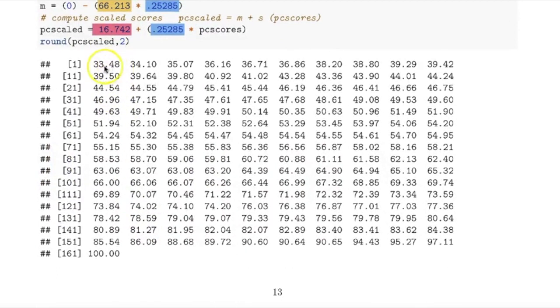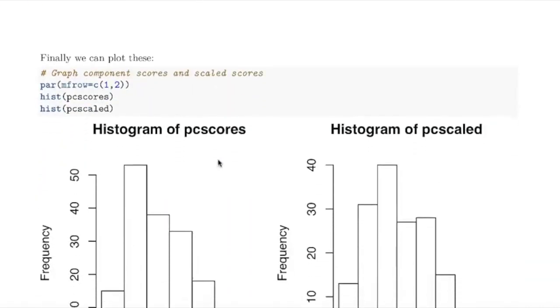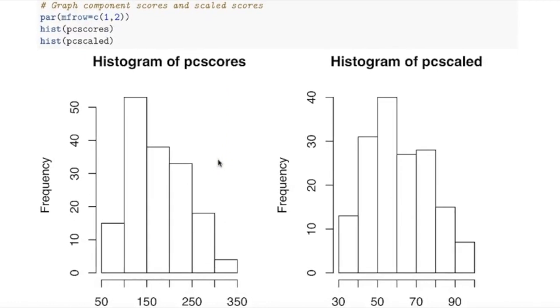And you can see now it goes from 33 to 100, so the maximum score is 100. And I know it's hard right now because we're not that familiar with the data set, but once it's your own data, I think you're going to connect more with it. So the next thing I did was create histograms of both PC scores and the standardized PC scores.